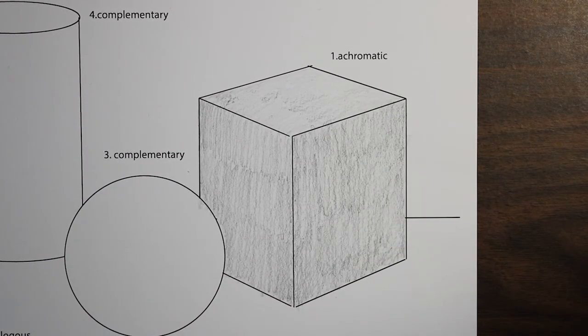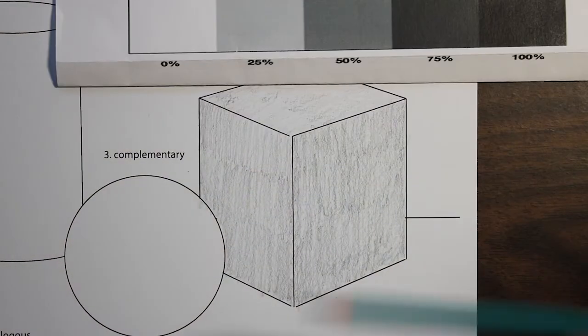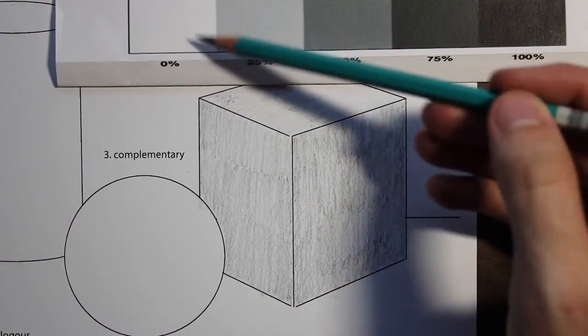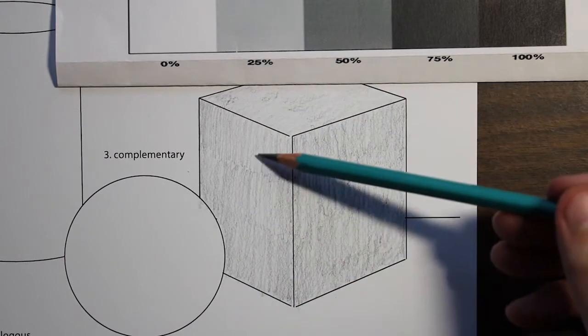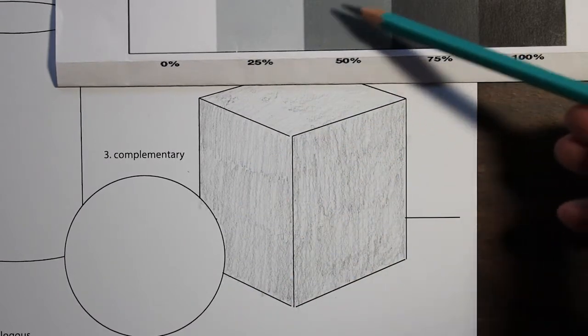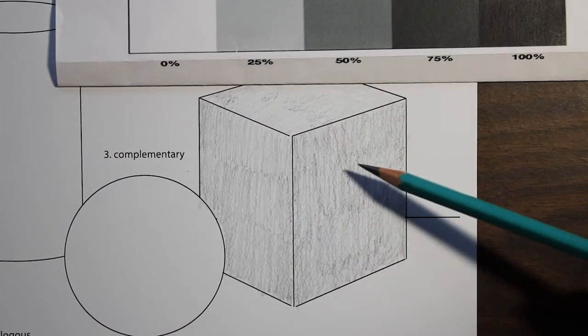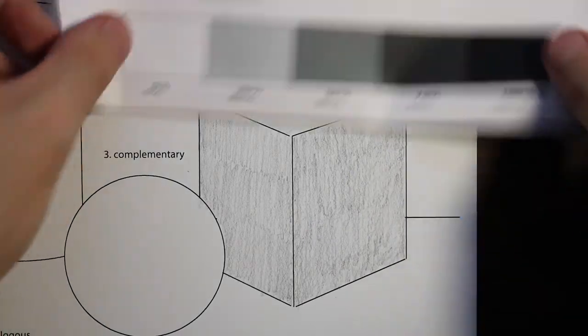So if we pull up our value scale, we can see that this is definitely between that 0 and 25% range. This one, again, we want to try and get to 50%. Our final side, again, is going to be somewhere in this range. Let's begin our second layer.